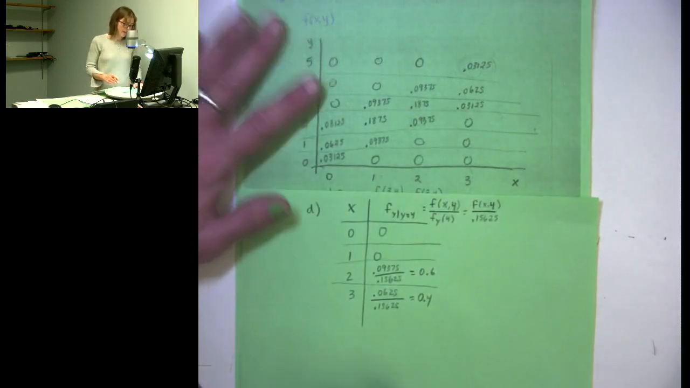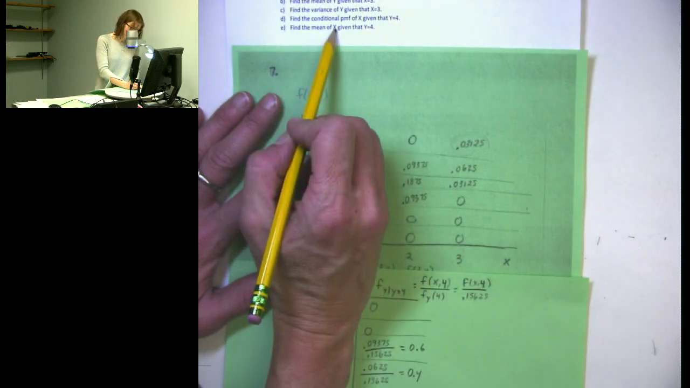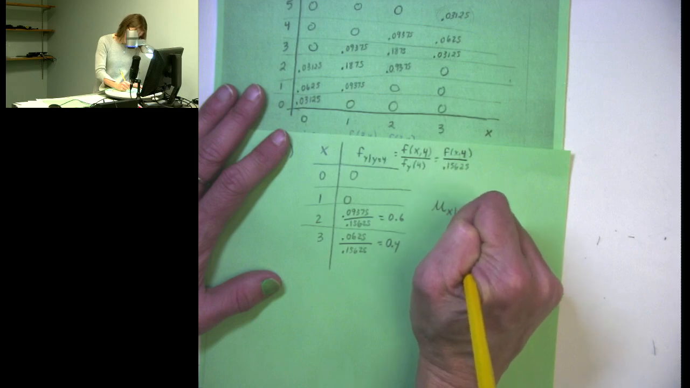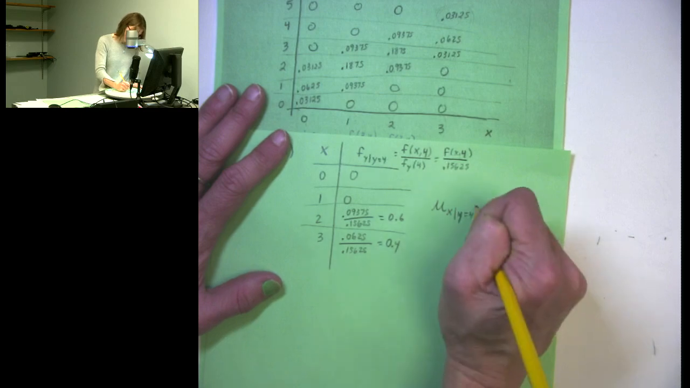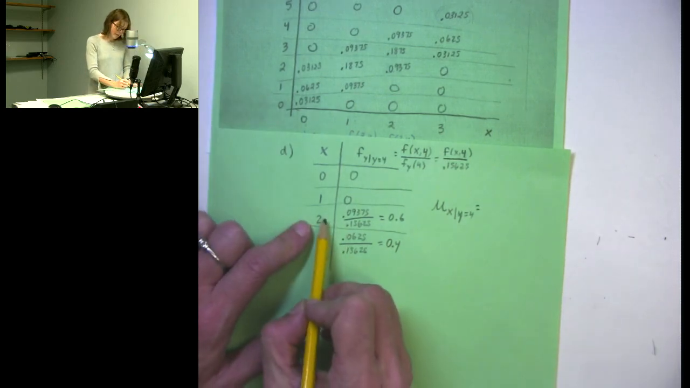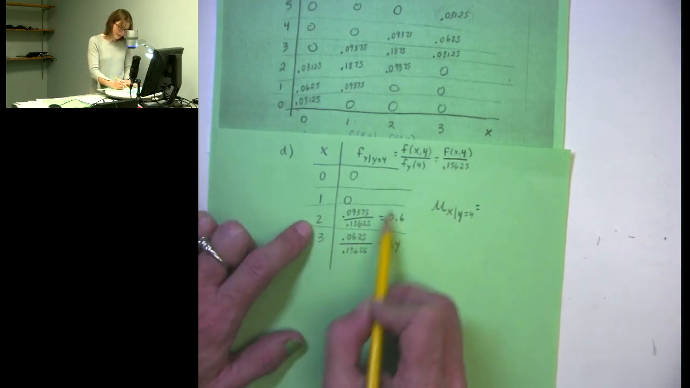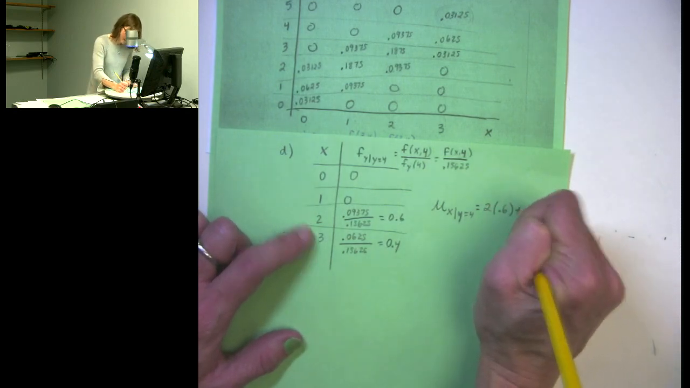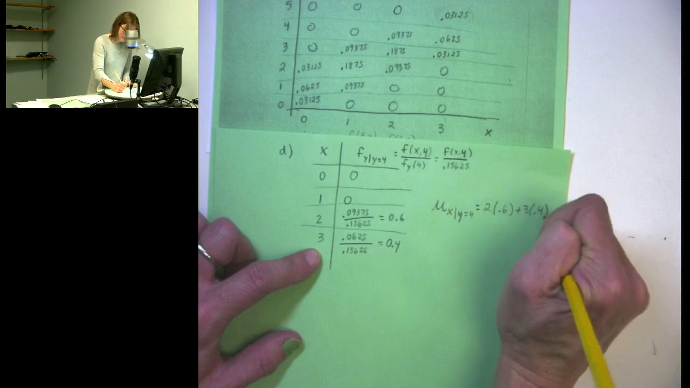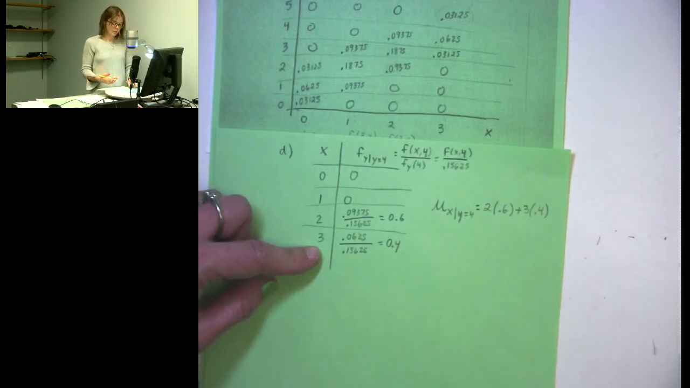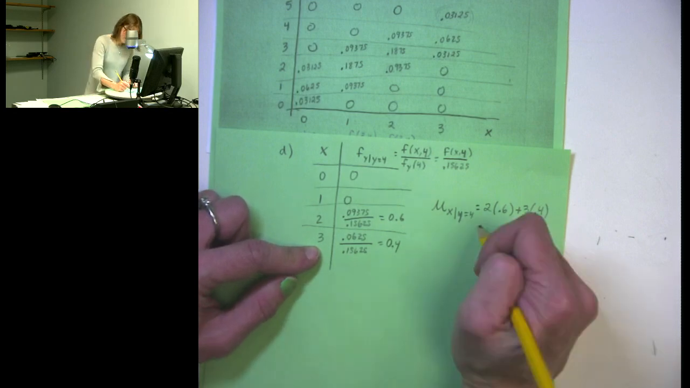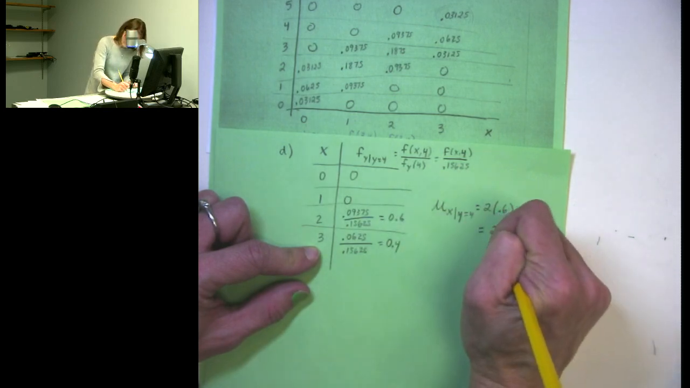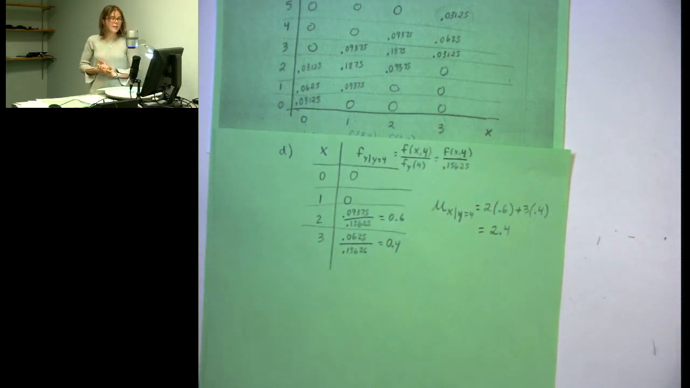And then the last part, E, asks me to find the mean of x given that y is equal to 4. Here again I'm going to take each of these values and multiply it by its conditional probability. So I'm going to have 2 times 0.6 plus 3 times 0.4. Same process that I did with the conditional distribution of y given x just a minute ago. And that is going to give me a conditional mean of 2.4. And that is the end of question 7.